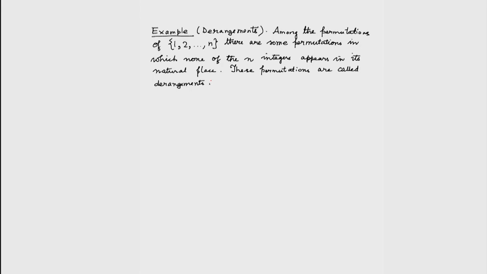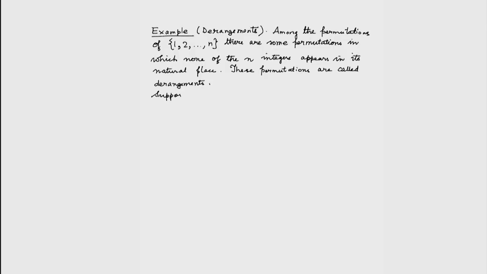Now, what we would like to do is to count the number of derangements of n numbers from 1 to n. Suppose dn is equal to the total number of derangements on the set 1, 2 up to n.